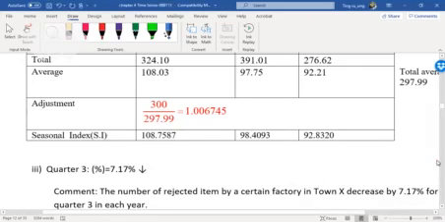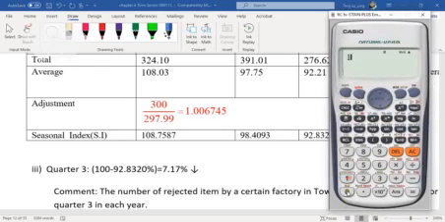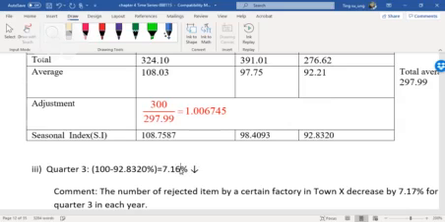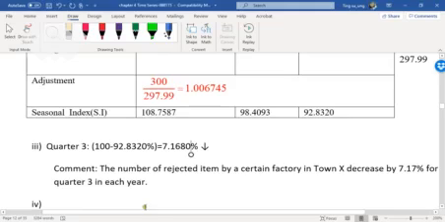Okay, you don't get your answer in this negative value, because your intention is just to know how much it increases or decreases, right? 92.8320. So 100 minus your 92.8320, you have 7.1680. Okay, percentage decrease. So we just write down the answer.